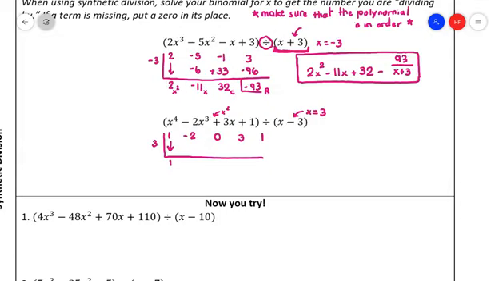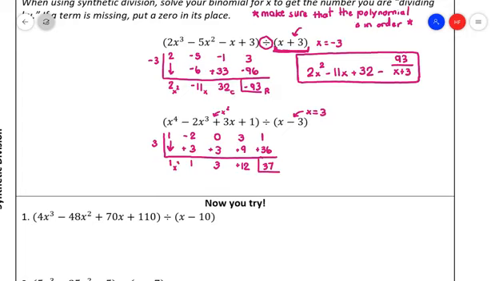Multiply the two outside numbers. 3 times 1, +3. -2 plus 3 is 1. 1 times 3 again is +3. 0 plus 3 is 3. 3 times 3 is +9. 3 plus 9 is +12. 3 times 12 is +36. And 1 plus 36 is 37.